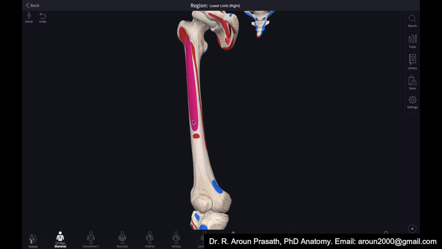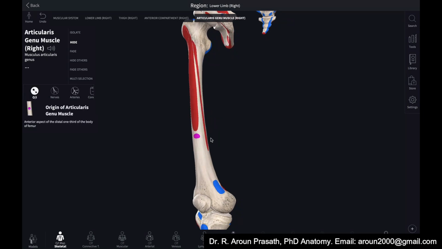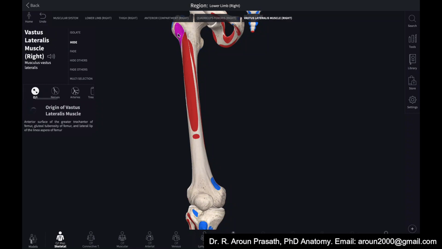This is the attachment for the vastus intermedius. This is the attachment for the vastus medius, and this is the attachment for the articularis genu muscle. And this is a place for attachment of vastus lateralis. The rectus femoris muscle is present on these muscles.